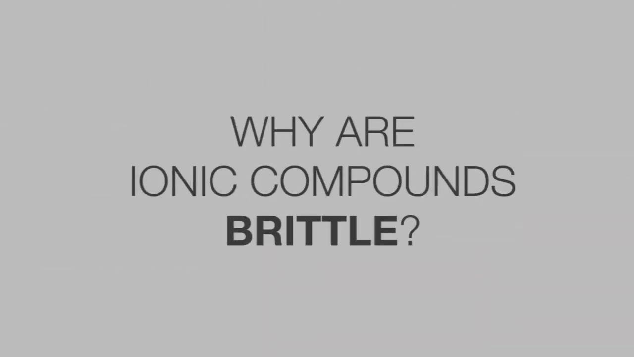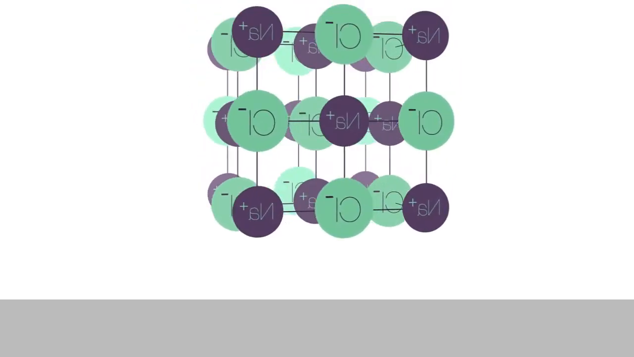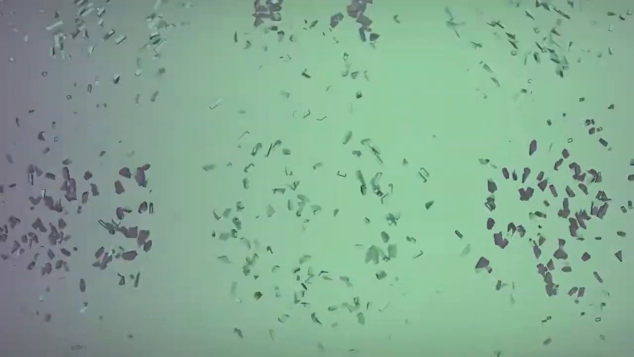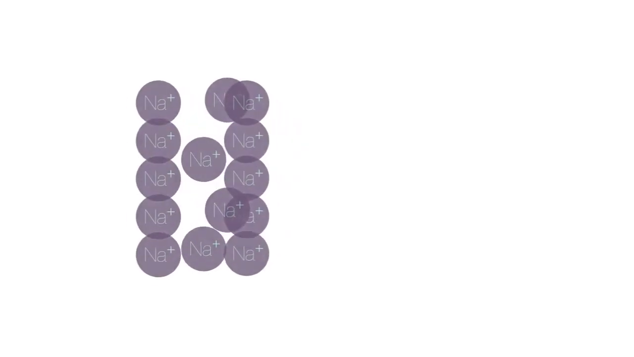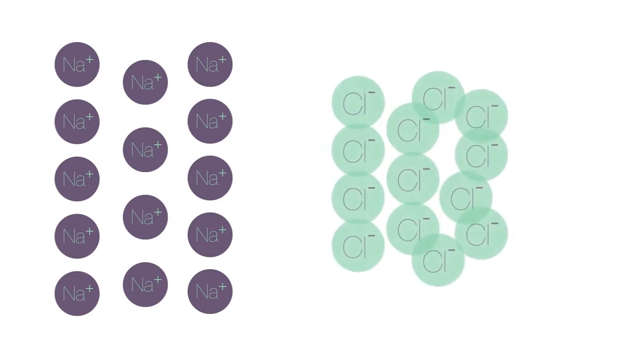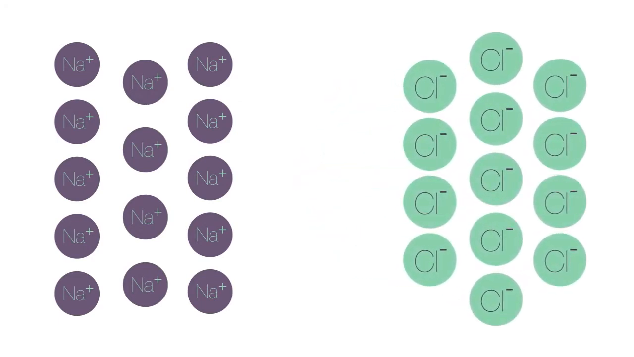But why are ionic compounds brittle? When a force is applied to the 3D lattice structure, it will disrupt the regular repeating pattern of sodium and chloride ions. So the sodium ions are forced to be next to other sodium ions, and the same is seen with chloride ions. Like charges repel one another, and this repulsion essentially breaks the lattice structure.